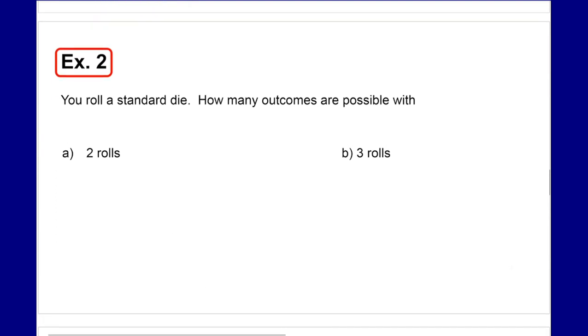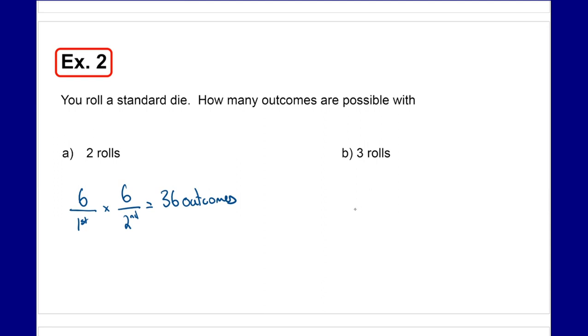So example 2, you roll a standard die. How many outcomes are possible with 2 rolls and 3 rolls? Well, our first roll and our second roll, how many outcomes do we have in our first roll? We have 6 possible numbers multiplied by 6 possible numbers for our second roll, which gives us 36 outcomes. Again, remember, it doesn't tell us what the specific outcomes are. It just tells us how many we have.